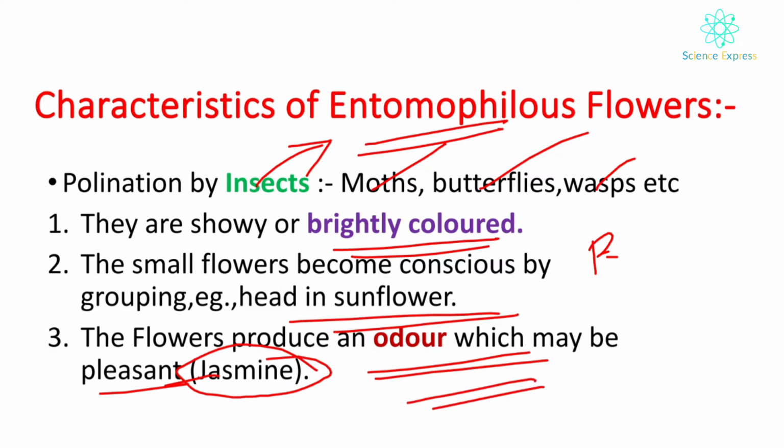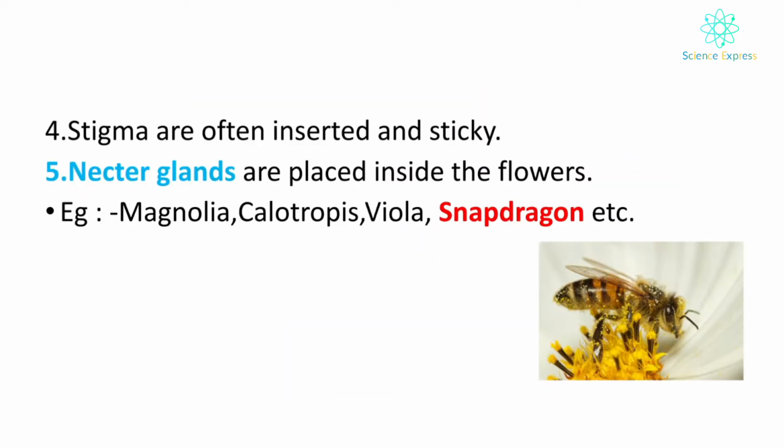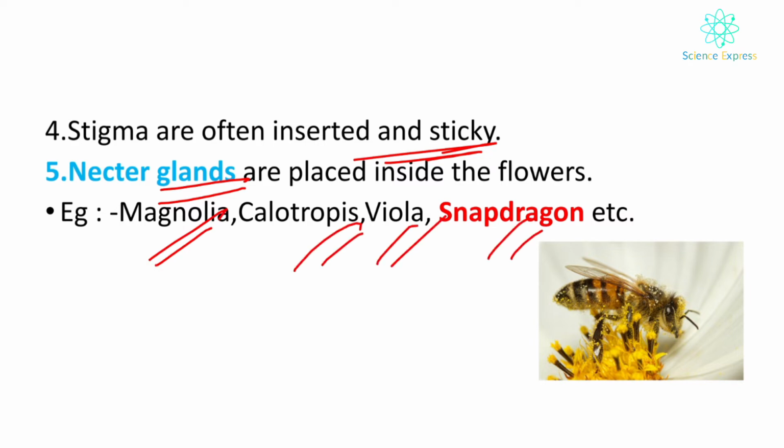Clear? Okay. They are showy or brightly colored, mainly the petals. Next one, stigmas are often inserted and sticky. Clear? Next one, nectar glands are present inside the flower. Examples: magnolia, calotropis, viola and snapdragon.